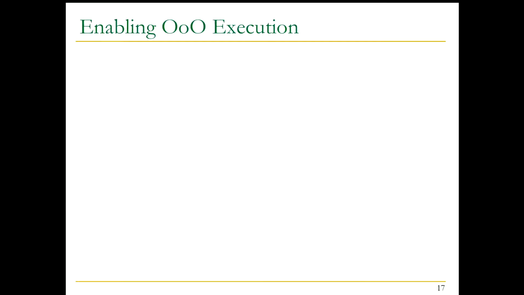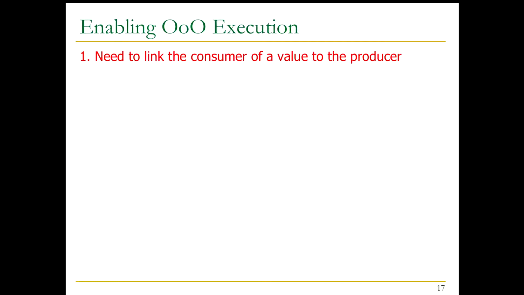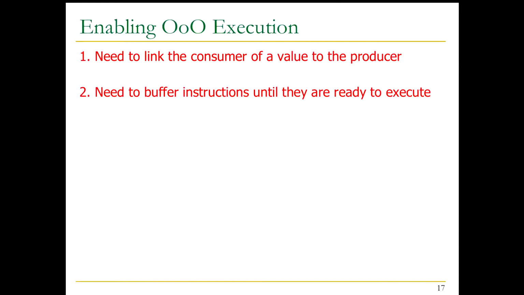So how do we enable out-of-order execution? I've given you the basic concepts, actually, but there are 4 things that you need to do. One is linkage. You need to link the consumer of a value to the producer, such that when the producer produces the value, consumer gets it, and it can execute, right? You need to buffer the instructions until they're ready to execute, and this is the rest area concept, but we're going to buffer all of the instructions to make things simple.